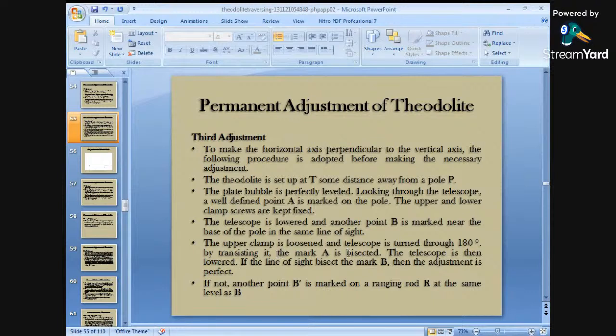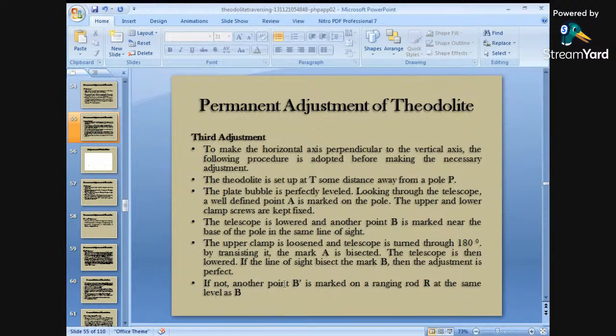Then the marking A is bisected. Again, you have to bisect A. Now the telescope is lowered. If the line of sight bisects the mark at B, then the adjustment is perfect. If it is exactly matching with the point B, that means the adjustment is not required. If it is not matching with point B, then you will have to perform adjustment so that it is bisecting exactly with B.